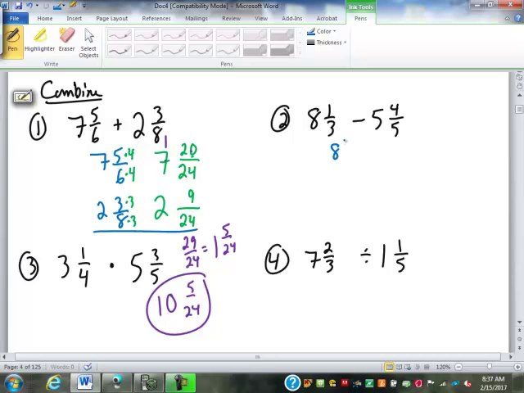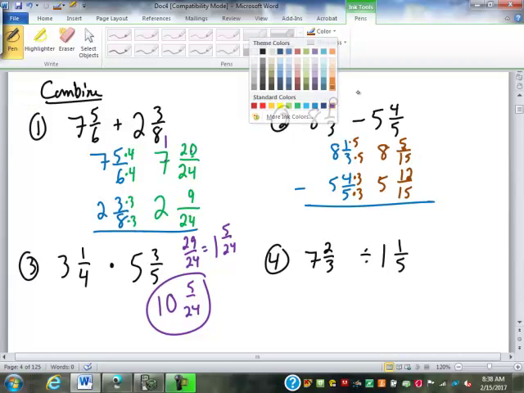Now the second one we're going to have to borrow. Subtracting. First we've got to find a common denominator, which is going to be 15. 3 times 5 to make 15, so 1 times 5 to make 5. 5 times 3 makes 15, so 4 times 3 makes 12.